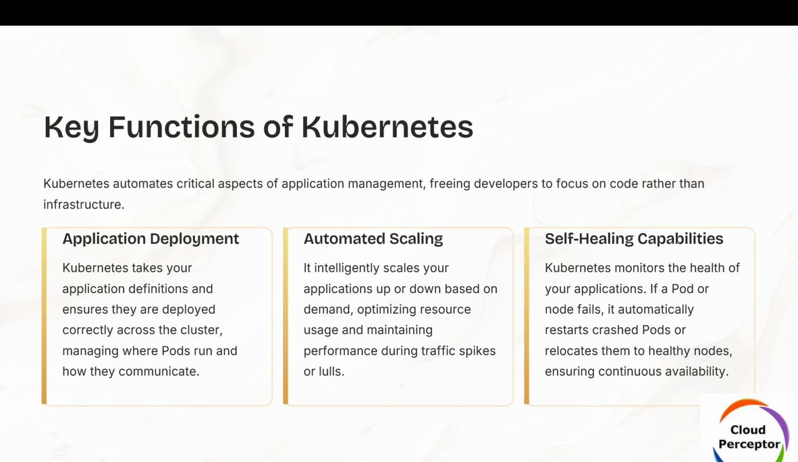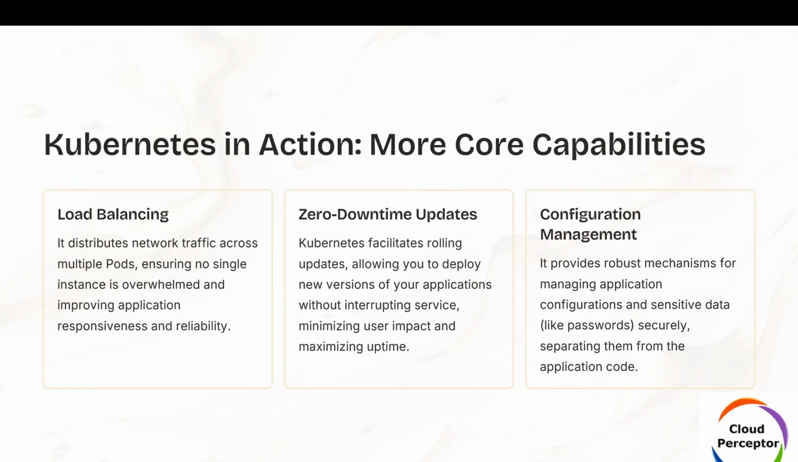Self-healing capabilities. Kubernetes monitors the health of your applications. If a pod or node fails, it automatically restarts crashed pods or relocates them to healthy nodes, ensuring continuous availability. Kubernetes in action, more core capabilities. These are some of the more core capabilities, which is load balancing.